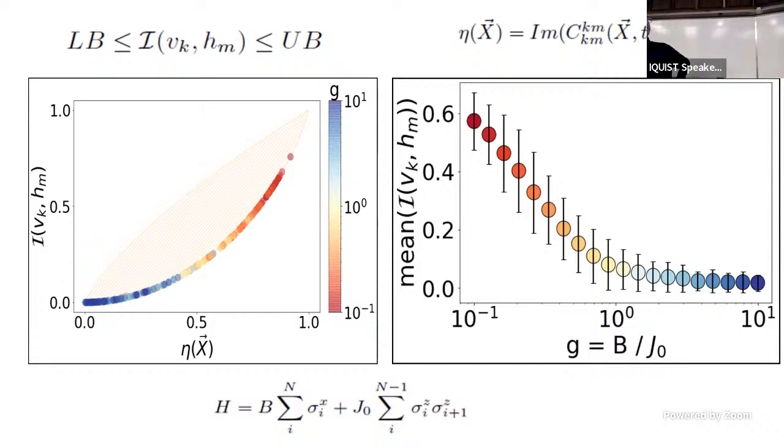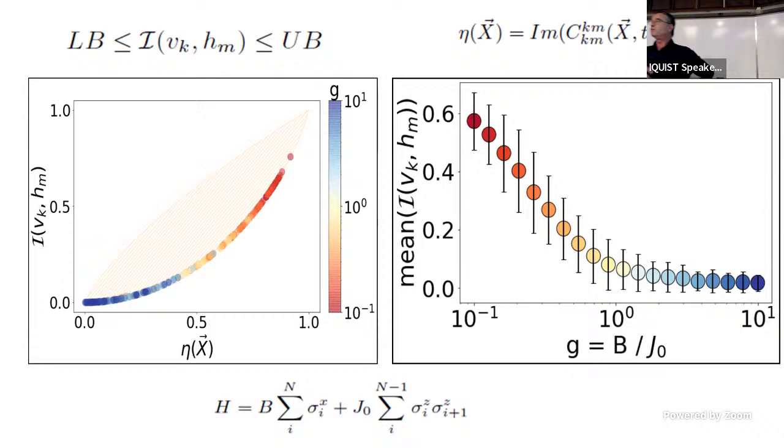So it's really amazing that whatever the trajectory you take, first of all, the learning is bound from above and below. So whatever you take, you are stuck here. And then when you let the system go to the ground state, they go to the minimum mutual information.